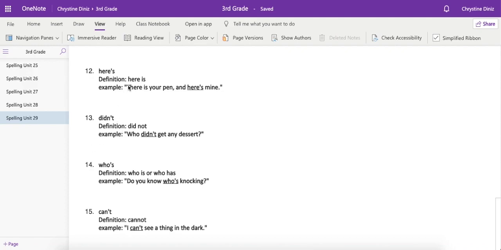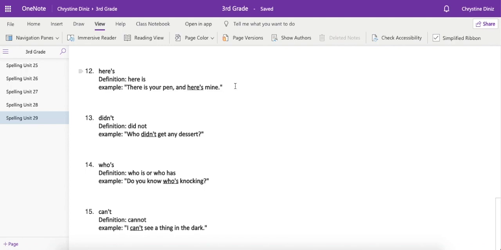What would the contraction of there is be again? It's one of our spelling words. It would be there's. There's your pen and here's mine. But that's not the example sentence, so let's keep it the way it is. Number 13, didn't. D-I-D-N apostrophe T. And the definition of didn't is did not. The example sentence says, who didn't get any dessert?